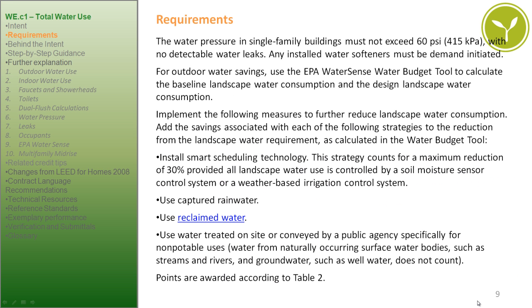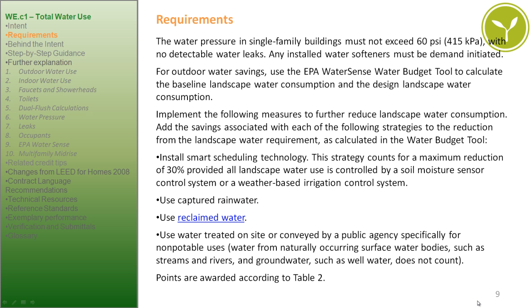Further to the requirements, the water pressure in single-family buildings must not exceed 60 psi or 415 kPa, with no detectable water leaks. Any installed water softeners must be demand-initiated. For outdoor water savings, use the EPA WaterSense water budget tool to calculate the baseline landscape water consumption and the design landscape water consumption. Implement the following measures to further reduce landscape water consumption. Add the savings associated with each of the following strategies to the reduction from the landscape water requirement, as calculated in the water budget tool.